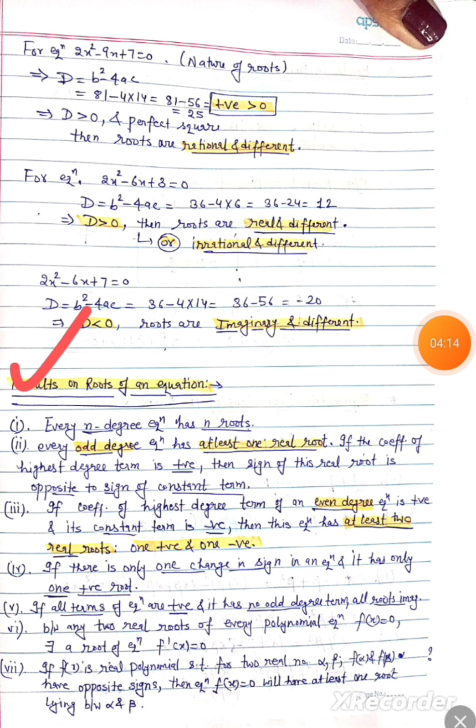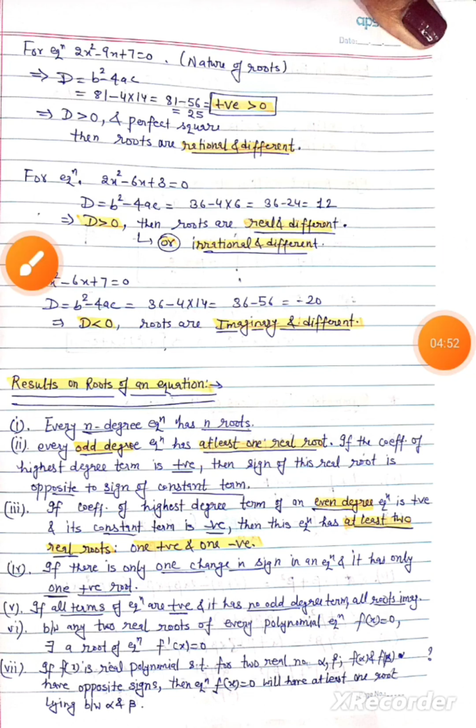We also have the direct results for the roots of an equation. Every n degree equation has n roots, highest degree equation has highest number of roots. If a quadratic equation has highest degree 2, then it has 2 roots. If you have an n degree equation, then you have n roots. If you have an odd degree equation, then you have at least one real root, and if the coefficient of the highest term is positive, then the constant term has the opposite sign of the highest degree term.